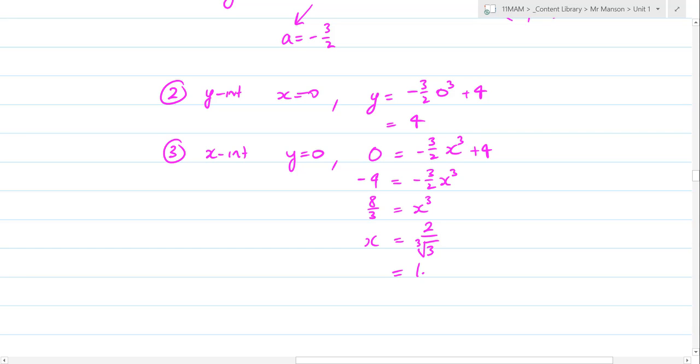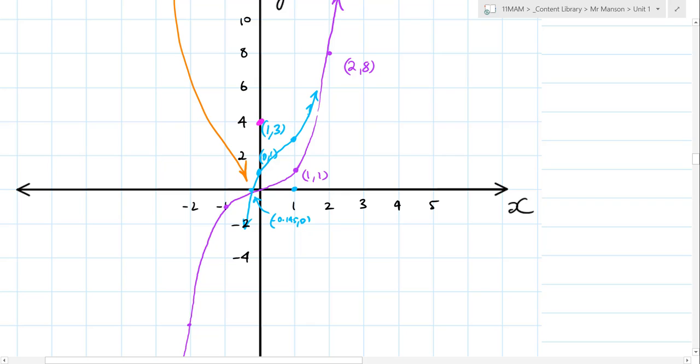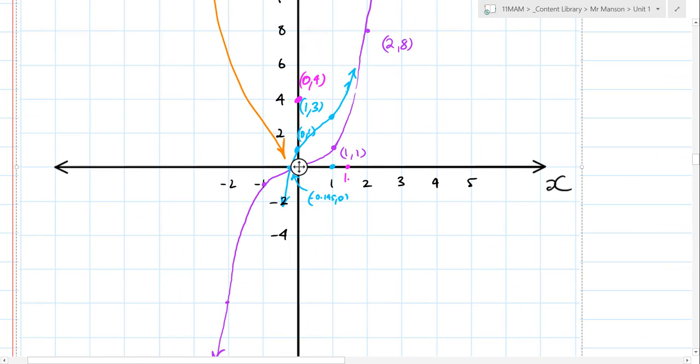When I plot these 3 points, the graph should be a cubic with no turning points. The point of inflection is on the y-axis, but the x-intercept should allow the graph to be a flipped graph because my a value is negative, so it's flipped over. So expect to see a flipped graph now, and I'm going to go up here and plot those points. The first point was here at 0, 4. That's also the y-intercept. The x-intercept is here at 1.387, 0, and my graph looks like this.